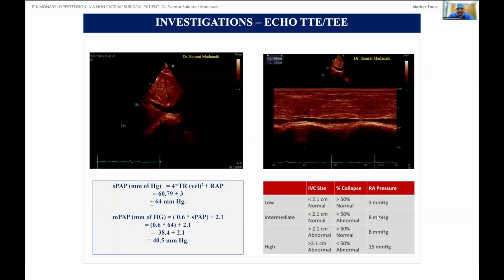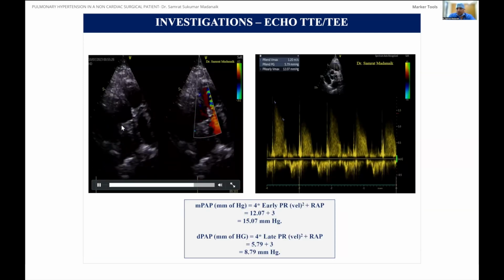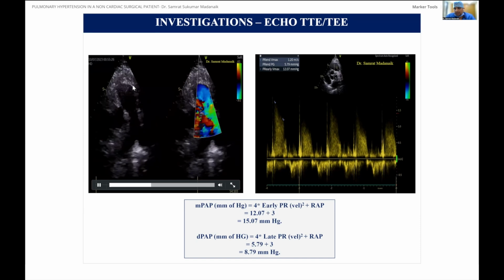That is, on an average, we can take 3. So if you put these numbers in the previous example, or the previous slide that I've shown, the systolic pulmonary artery pressure comes to around 64 in this patient, and the mean pulmonary artery pressure comes to around 40.5, which is elevated. So similarly, this is one technique for diagnosing the systolic and the mean pulmonary artery pressures.